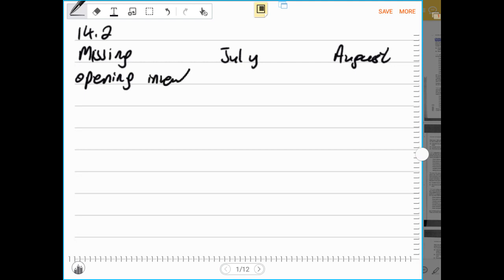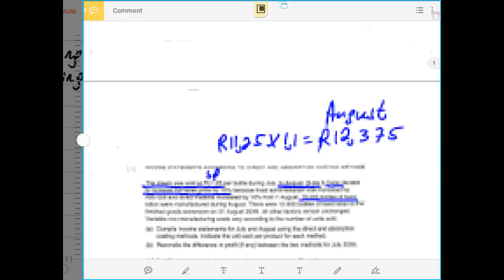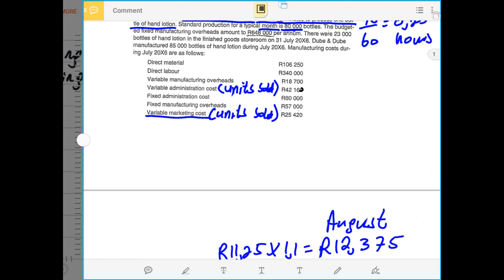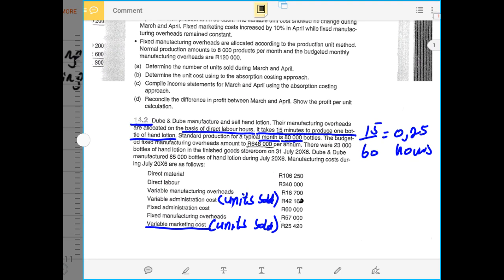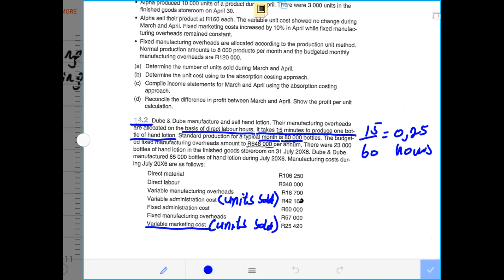Our opening inventory was not given for the month of July, because in the month of July we're only told about the production of July. We were not told about the opening inventory. We were only given the number of units that were manufactured and the ones that were there at the end. There were 23,000 bottles of hand lotion in the finished goods storage on the 31st of July, and I said this will be the closing of July. And Dube and Dube manufactured 85,000 bottles.